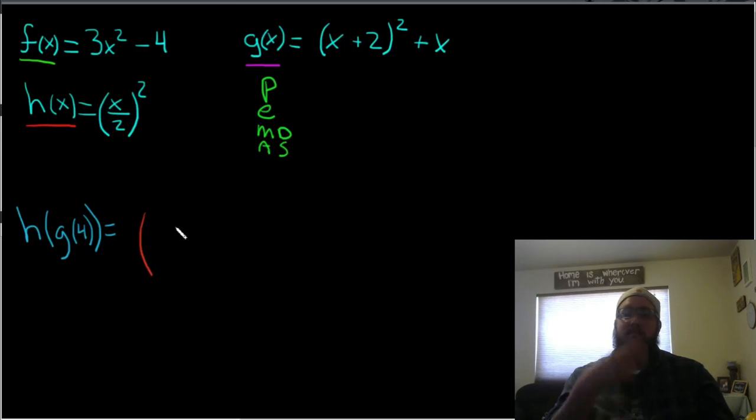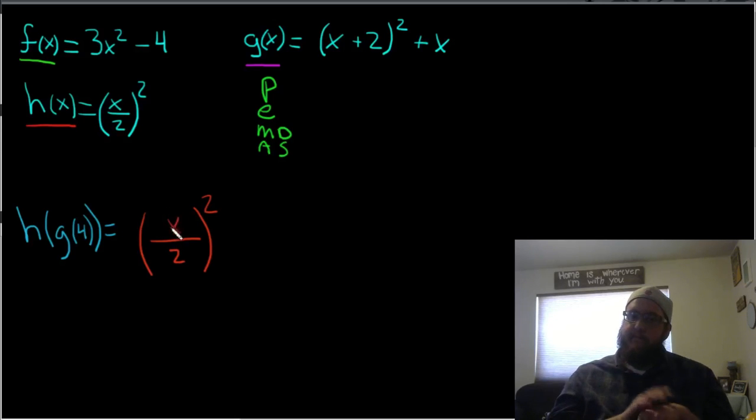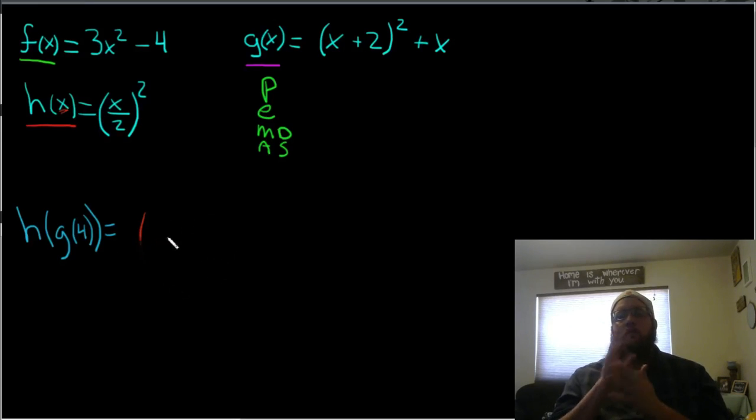So it's going to be x divided by 2 squared. But we're evaluating this at g of 4. Remember that h is being evaluated not at x like it is here. It's being evaluated at g of 4. So we've identified our h function. Let's go ahead and erase this, and let's look at that inner function.